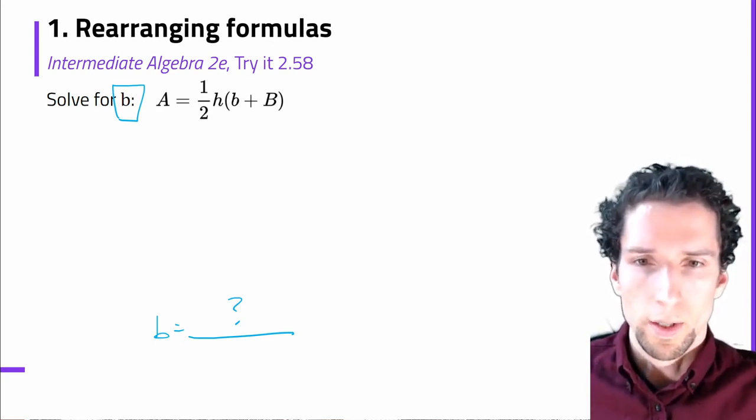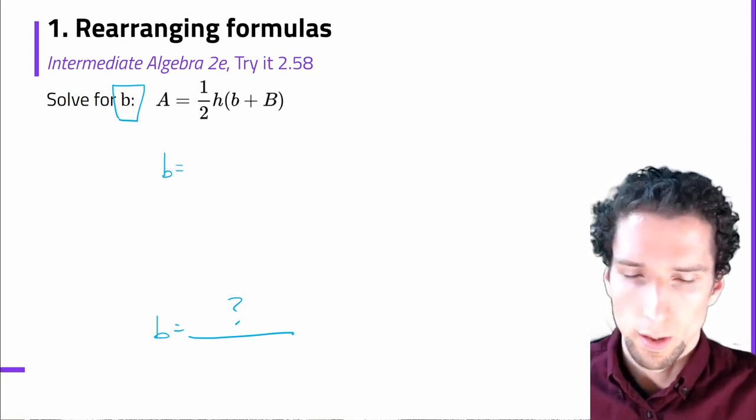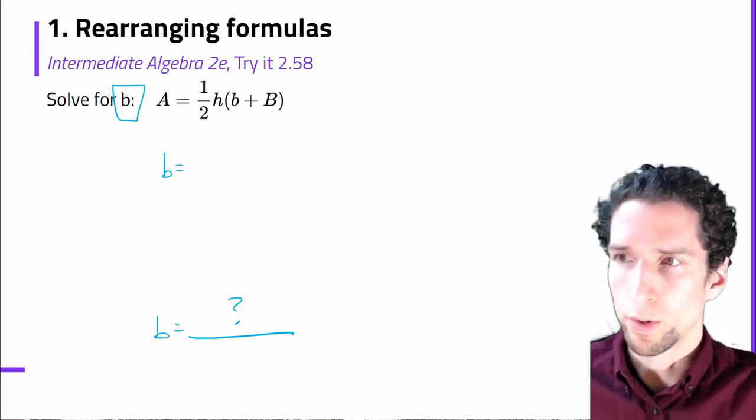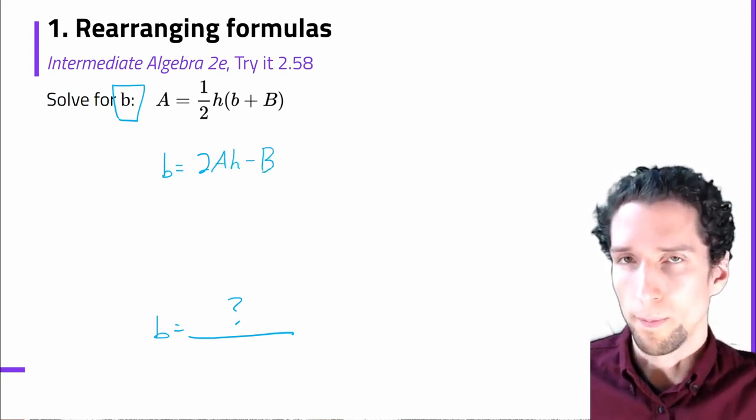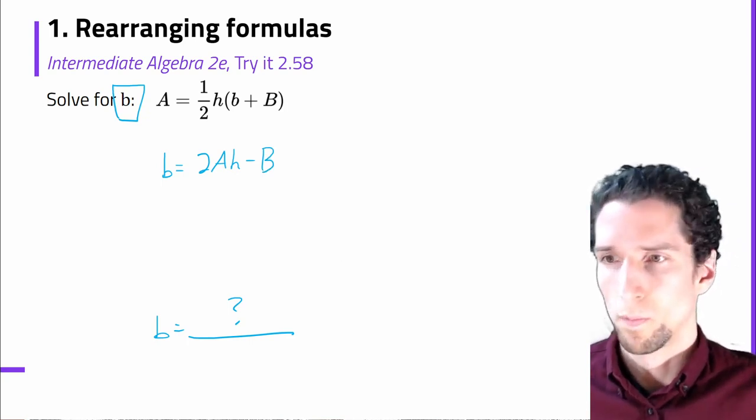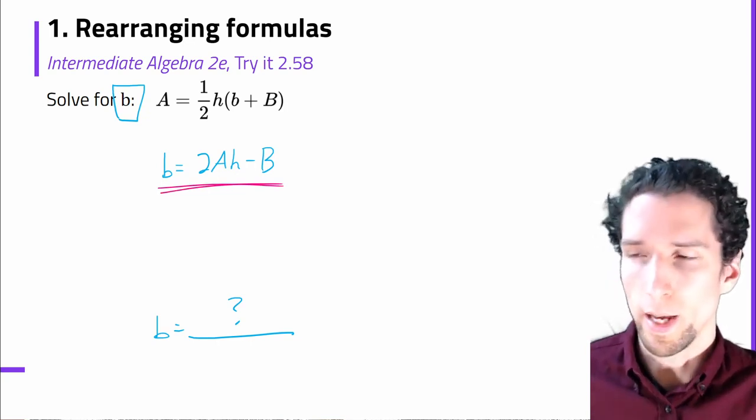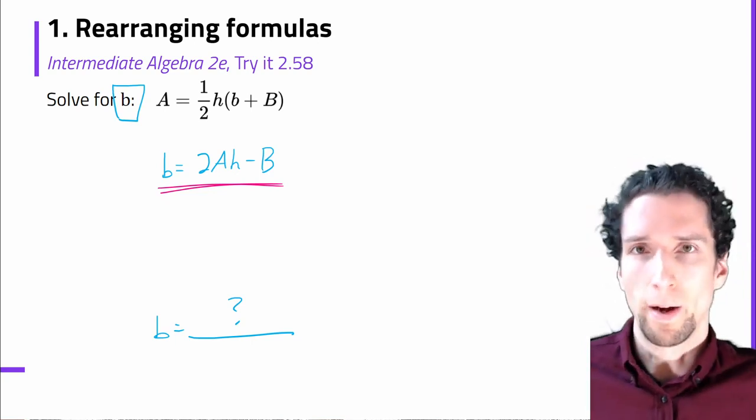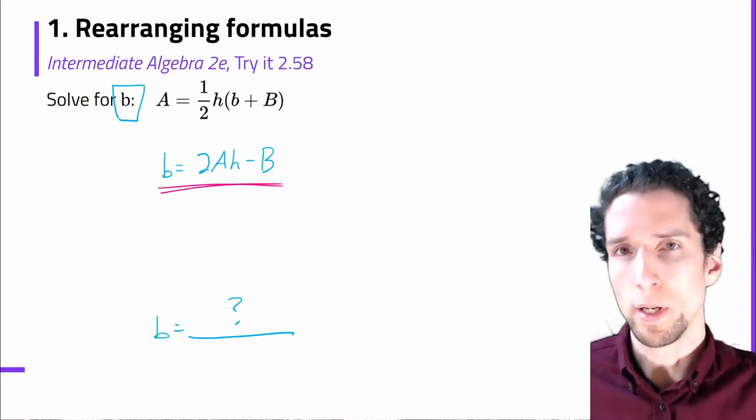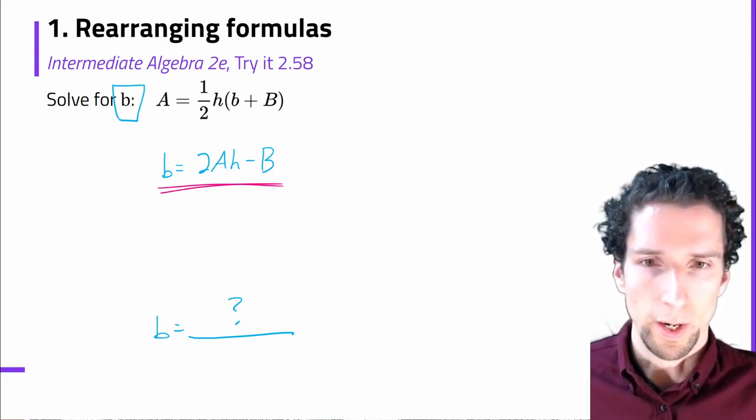All right, our solution here, hopefully what you got is this. Lowercase b here is equal to 2A over h minus capital B. Should be the result of you rearranging this. What is A? What is H? What is uppercase B or lowercase b? Doesn't matter. It's a formula for something, but we don't need to know that to be able to rearrange it. Okay, so there's our solution there.